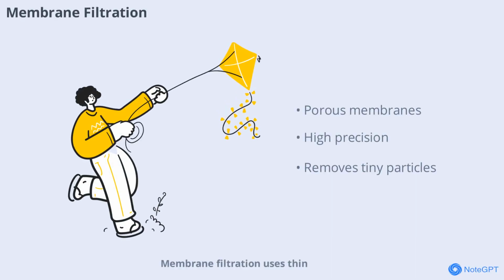Membrane filtration uses thin, porous membranes to separate particles from fluids. These membranes can filter out extremely small particles, including bacteria and viruses. This technique is widely used in water purification, pharmaceuticals, and food processing. Membrane filtration offers high precision and can be tailored to specific needs by choosing membranes with different pore sizes. It's a powerful tool for achieving ultrapure products in both laboratory and industrial settings.